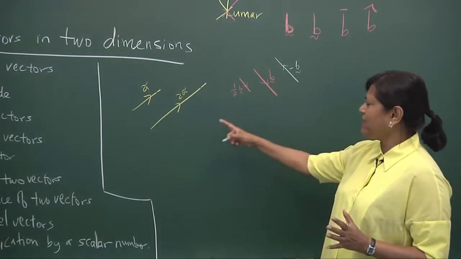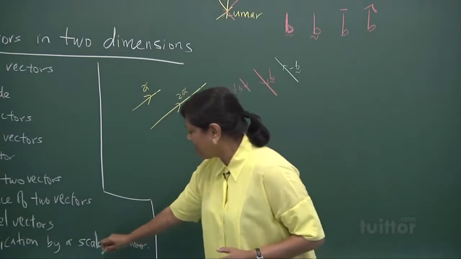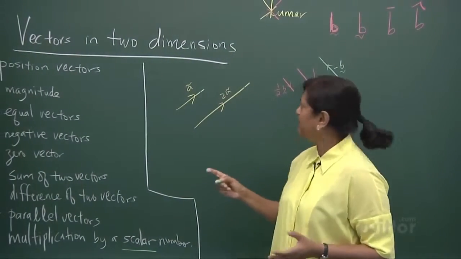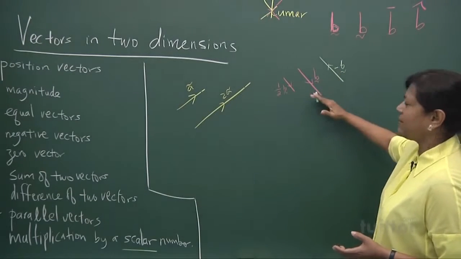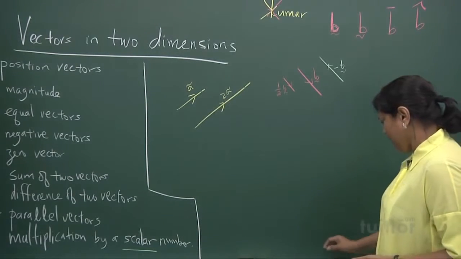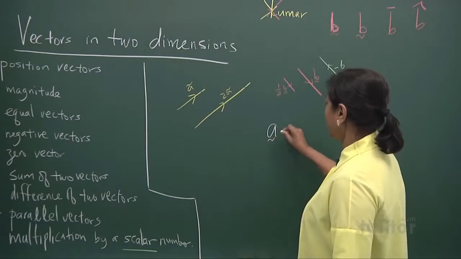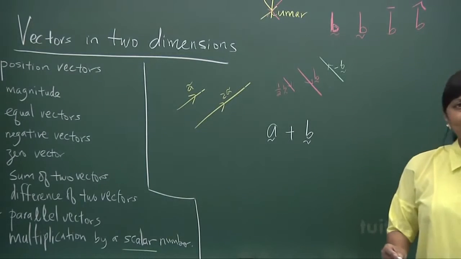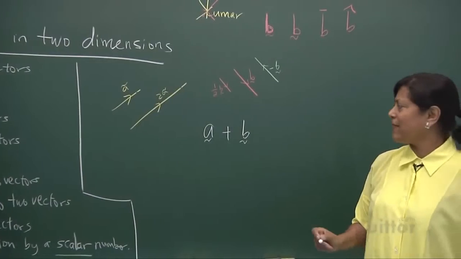These are parallel vectors, and when we apply a scalar number, in this case 2, it's 2A. In this case, it's minus 1, it's still the same length, but it's a negative vector. Now, if I ask what is vector A plus vector B, what do you get? It's a sum of two vectors, vector A plus vector B.